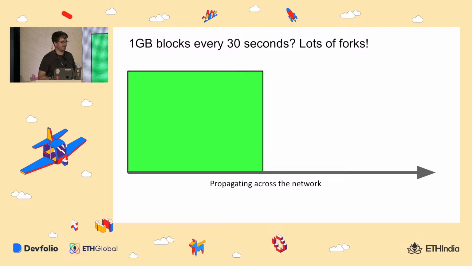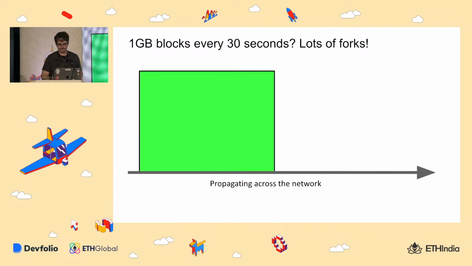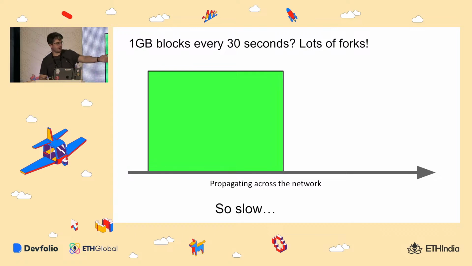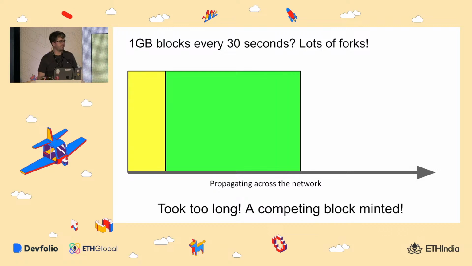The flip side to that is, what if there's a 1 gigabyte block every 30 seconds? If it's a 1 gigabyte block, then it's probably going to take me a minute to get it to everyone in this room, so everyone gets a copy of my block. So as the block's going across the network, maybe someone over there in the front row, you're a block proposer, you create a competing block. You didn't get my block in time, you're still working on the old block, so then you create your block, then you broadcast that out.